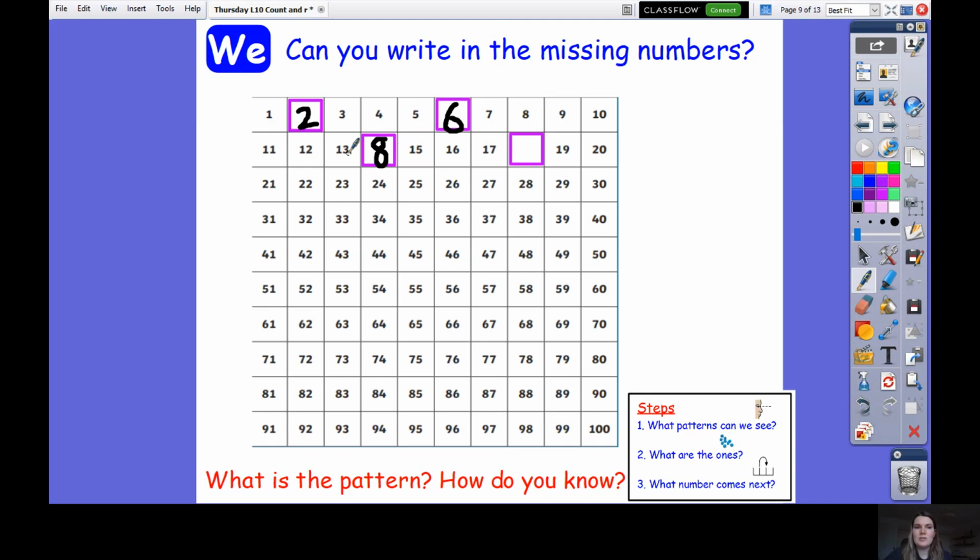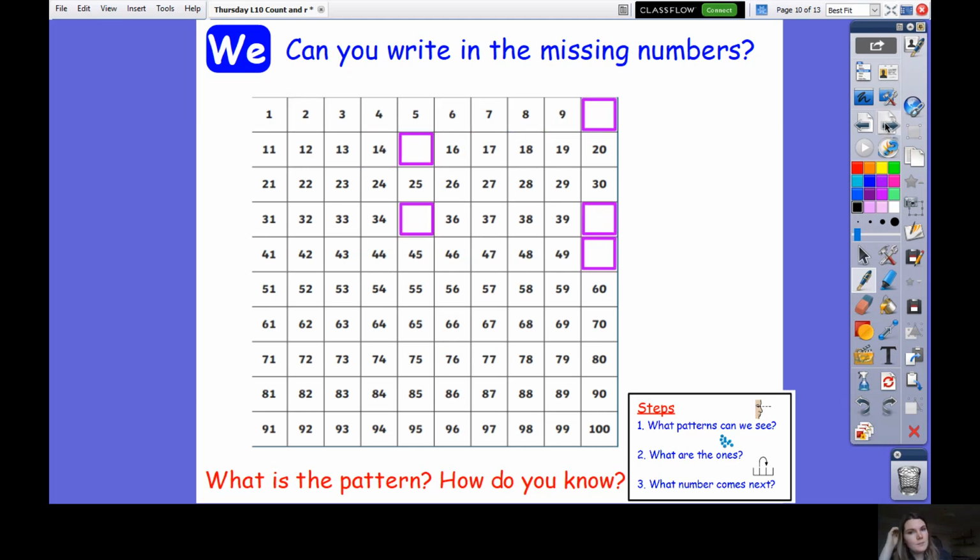Oh, got to make sure it's the right one. Okay, it's not 8, is it? What number is it? 14. Well done, because it goes 13, 14 if we were counting in our ones. Well done. So what number is this? 18. Well done, everyone. I'm glad that I've got you to check my counting.